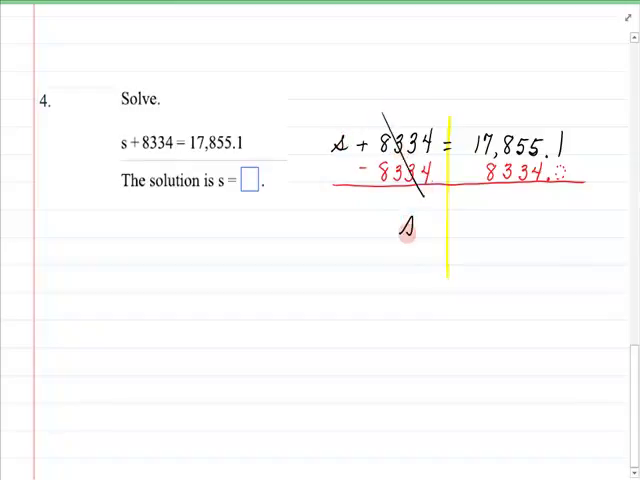These cancel out, and I have S is equal to, time to subtract. 0 from 1 is 1, decimal point. 4 from 5 is 1. 3 from 5 is 2. 3 from 8 is 5. And 8 from 17 is 9. My answer is 9,521.1. Okay, so we have just reviewed solving equations. The only thing that was different was that the kind of numbers, these were decimals. All right, go ahead and work on that homework.